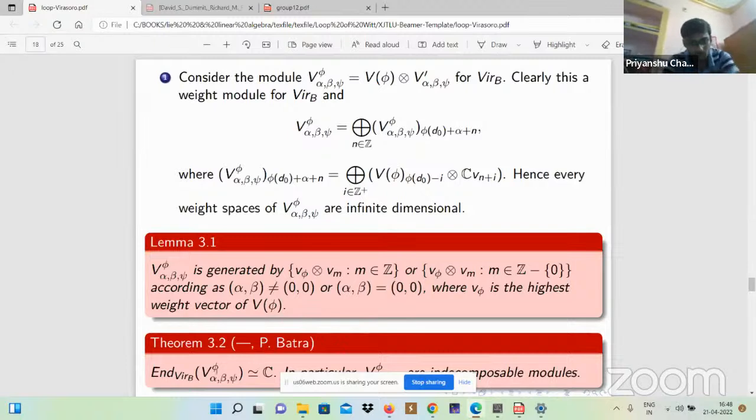The next result is that the set of all endomorphisms of V^{φ,α,β,ψ}, that is, the Virasoro module morphisms, are actually C times identity. And from this, it is clear that in particular V^{φ,α,β,ψ} are all indecomposable modules. Now, we know that all irreducible modules are indecomposable, but not the converse. So right now, we find a condition on which V^{φ,α,β,ψ} will be irreducible.